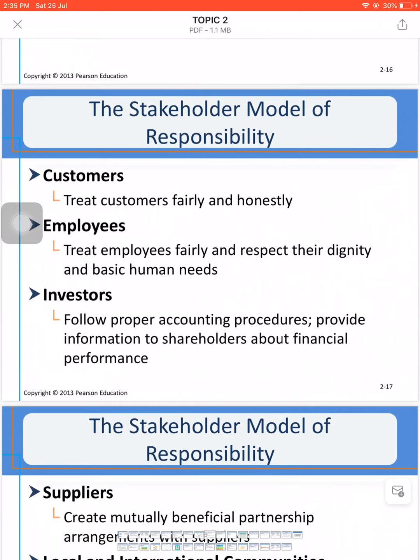No, you have to be fair to all of your employees. Okay, investor: the manager must follow proper accounting procedures, provide appropriate information to shareholders, and also manage the organization to protect shareholder investment. Okay, for example, investor. Your company, you are the investor. It means that you have shareholders who invest their share in your company.